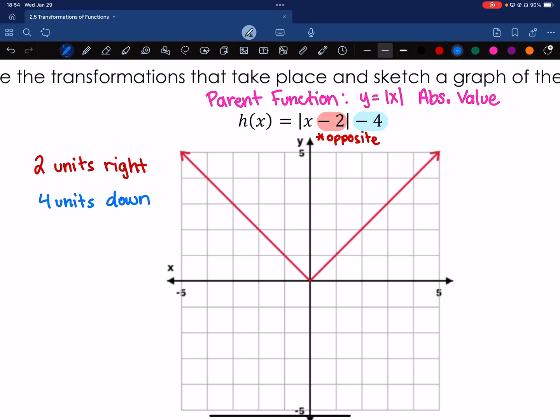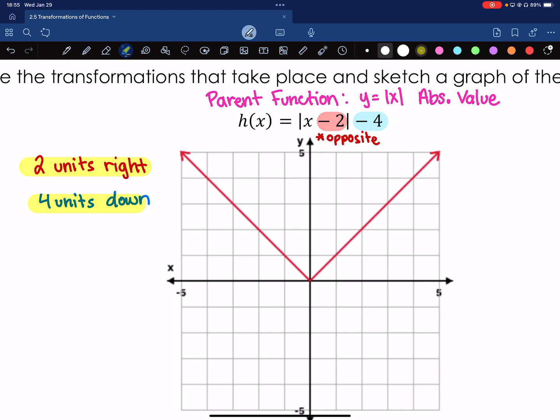Okay. And so when you have this, these are going to be questions that end up either being multiple choice and you have to select the one that has all the right. So they'll have right 2 units and down 4 units. They'll have left 2 units, down 4, right and up, and all this other stuff mixing and matching. So you just have to read to make sure it meets everything. Or it would be a problem that you have to select all the different transformations and it just gives you a big list.